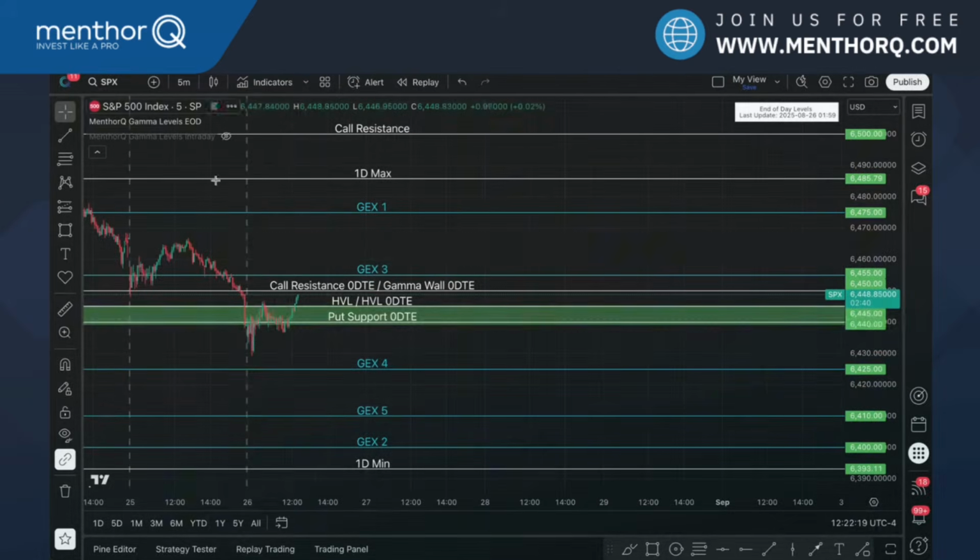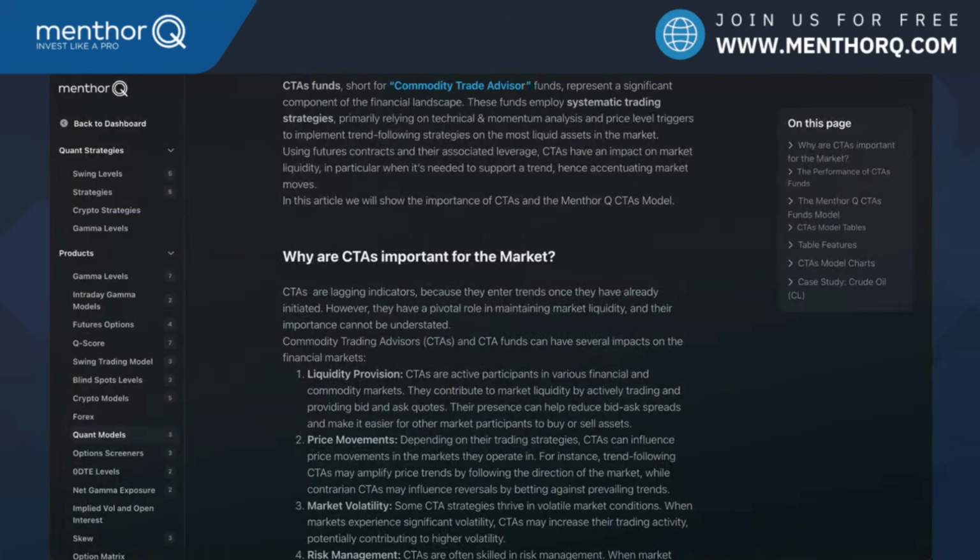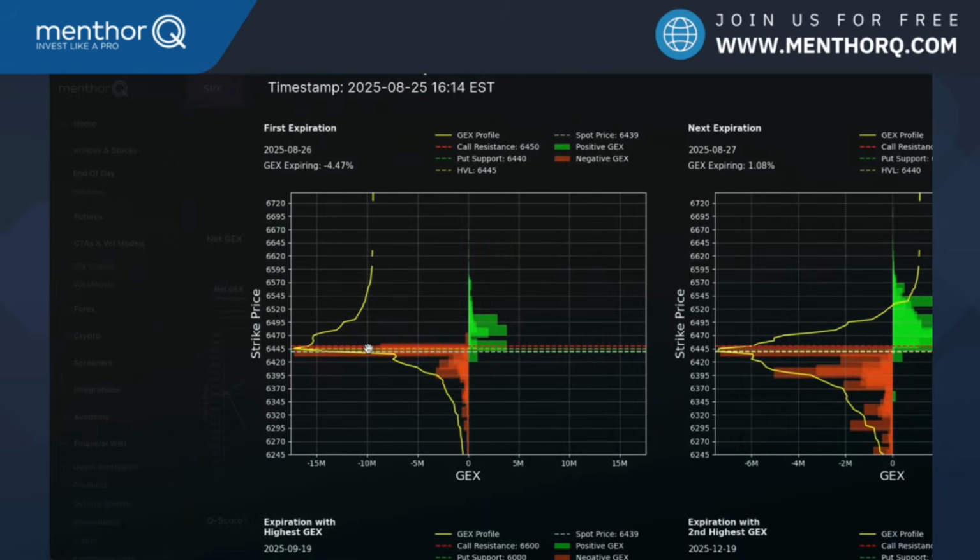So again, you have this area here. We tried to break down. We broke down at the beginning. We tried to break again. Now we are in the same area right here. So a very, very strong position at this level for today.